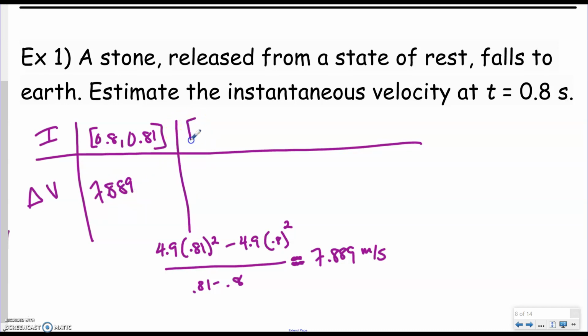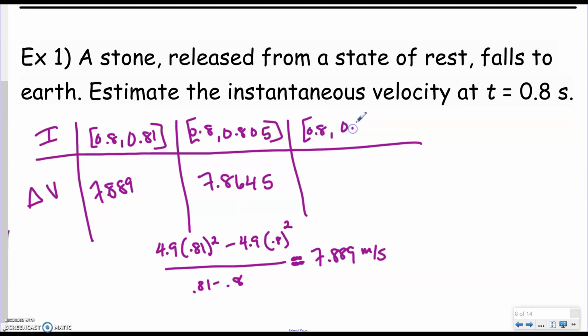And we're going to keep going. We're going to make smaller and smaller intervals here. So I'm going to do from 0.8 to 0.805 this time. And I'm going to plug those into my average rate of change formula, and I get about 7.8645. Okay, getting closer to that 8, I'm making a smaller interval. Let's try this one. Okay, when I plug those into my formula down here, I get about 7.8405.